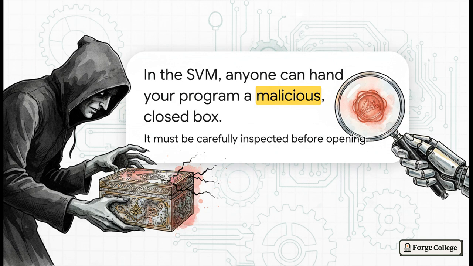And here is the absolute core security mindset shift you need to make today. On Solana, your program does not implicitly gain access to anything. Instead, a user's transaction hands your program a curated but totally untrusted set of accounts. Think of these accounts as closed boxes. In the SVM, literally anyone can walk up and hand your program a malicious, cleverly disguised closed box. If you don't explicitly verify what's written on the outside of that box and check the signature before you open it and use what's inside, you are absolutely going to get exploited.